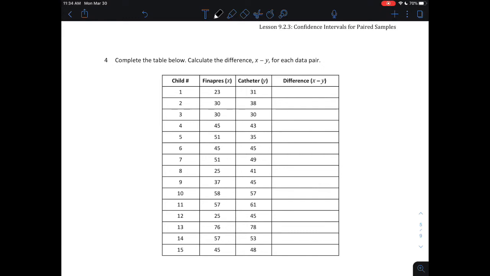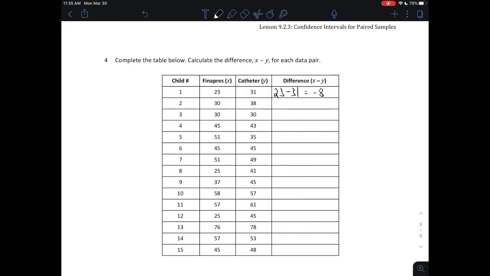And notice off to the left, the first column says child number. And here you can see 1 through 15, the 15 different children, and how they have 2 different measurements for the 2 different methods. So all they want is just take the number for the Finepress method and subtract the number for the catheter method, and that gives you the difference that they call x minus y. So for child 1, that would be 23 minus 31. And you can just use a calculator for this. That would give you negative 8.